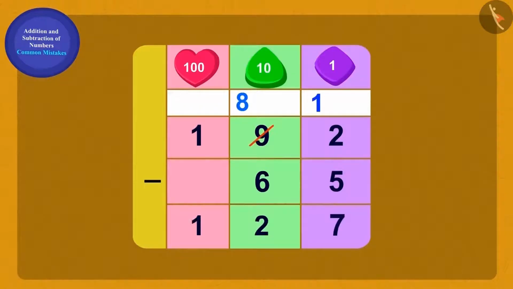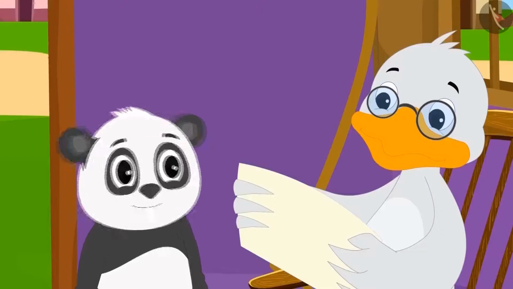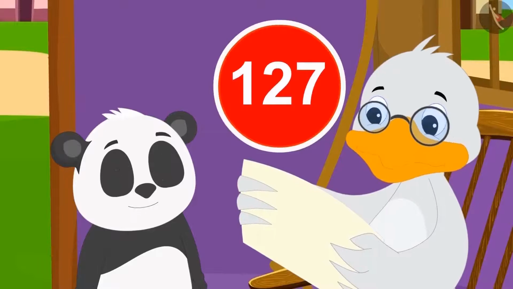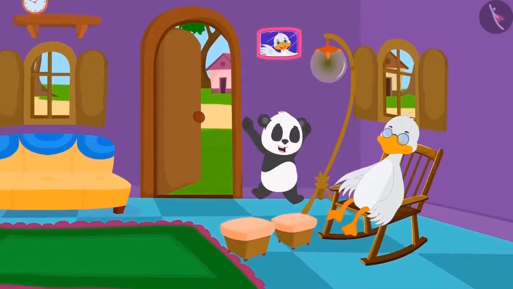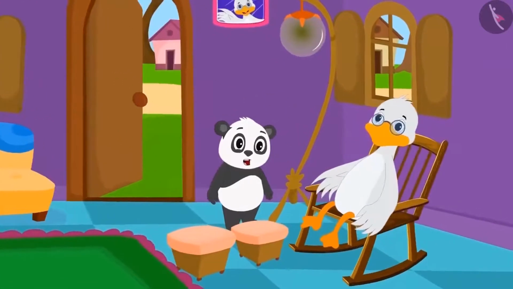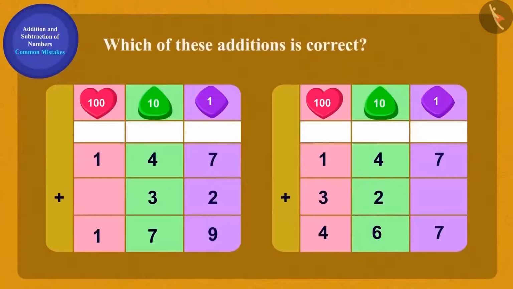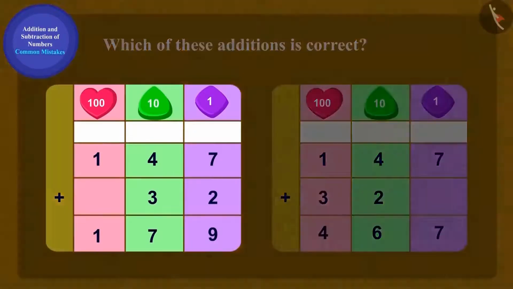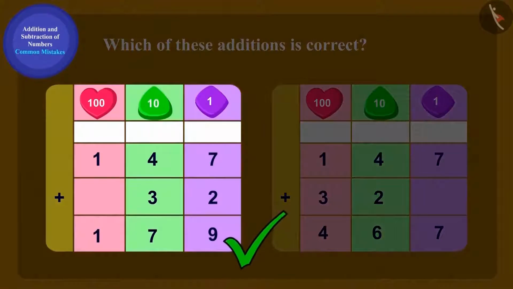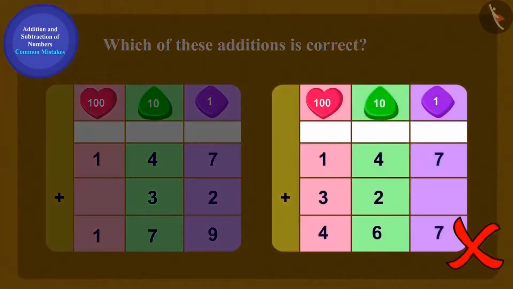Well done, children. You have solved it correctly. Babban has to return an amount of rupees 127. Golu was very happy. Children, can you tell which of these additions is correct? Yes, you got it right. This addition is correct. But why is this wrong?